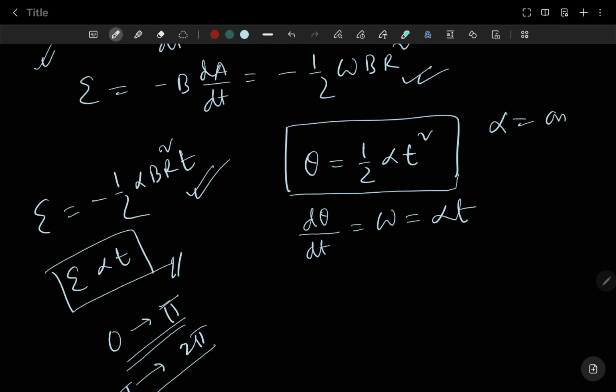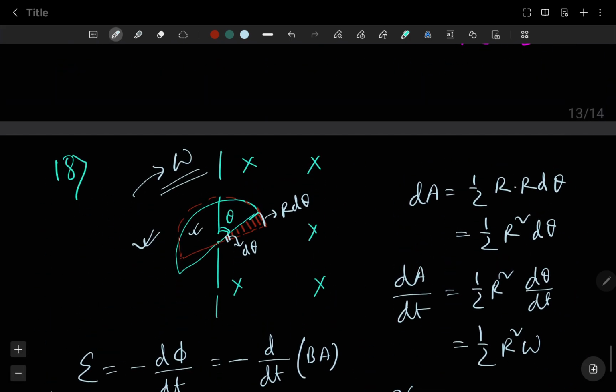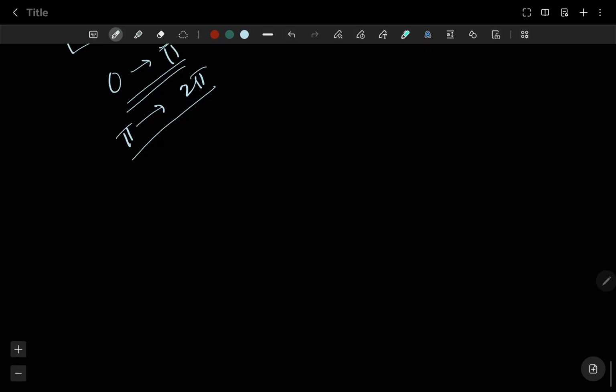Alpha is the angular acceleration. Okay, so these two cases, very important CFQ this one is. They can ask you to draw a graph, variation of the EMF with time. Then number 19 is dimensional formula of phi and L, magnetic flux.